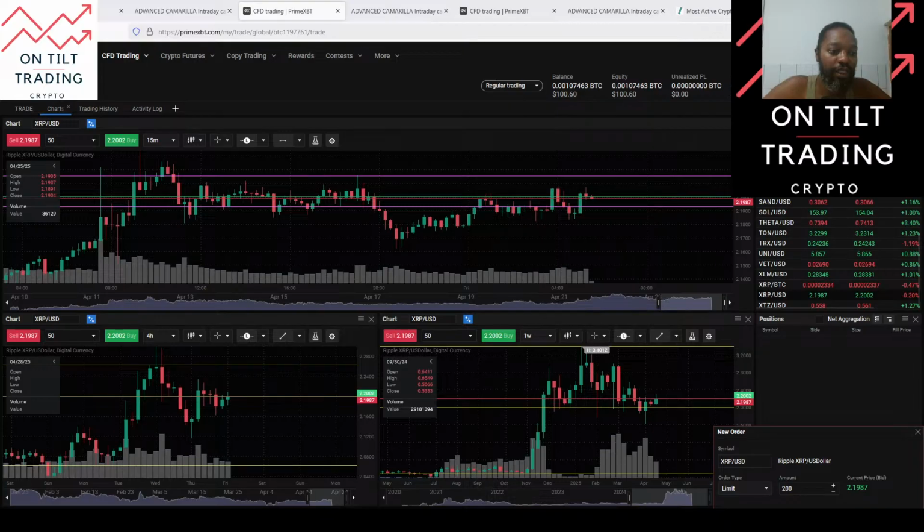Here on the 4-hour chart, here's the previous strong low down here. Here's the previous week high, and we're trading in this range right here. So there's room to go up and to go down in this range, but it seems like Ripple has been putting in lower highs. So we'll see how this plays out.